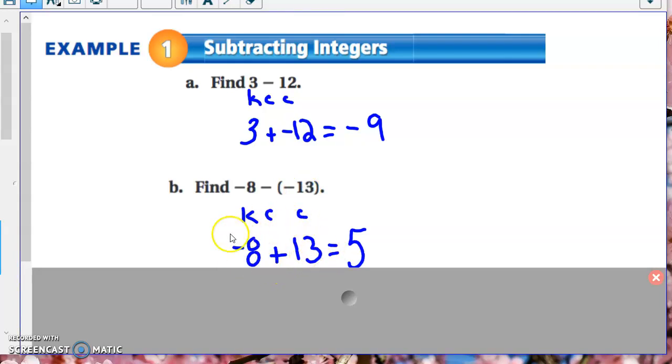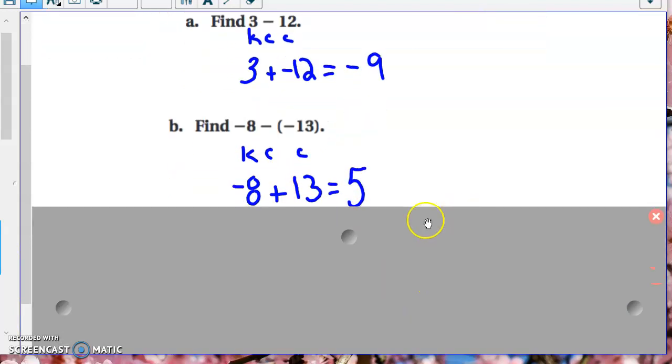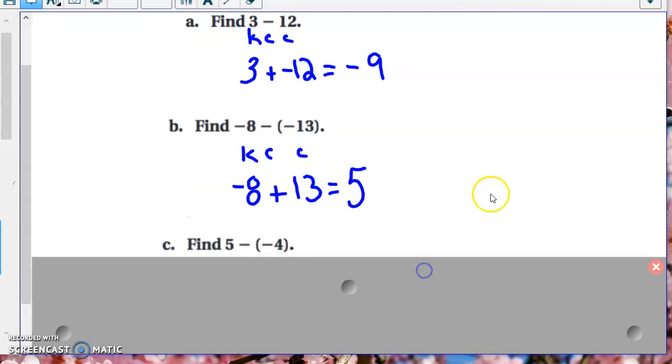Then I follow the adding integer rules. These have different signs again, so I'm going to subtract. 13 minus 8 is 5, and I use the sign of the bigger number, so my answer is positive 5.